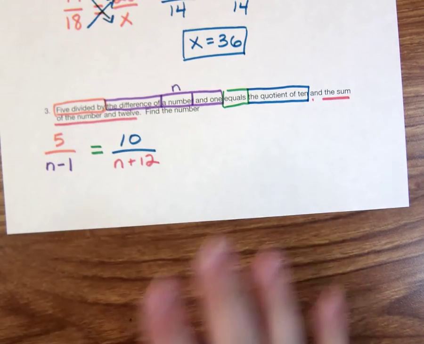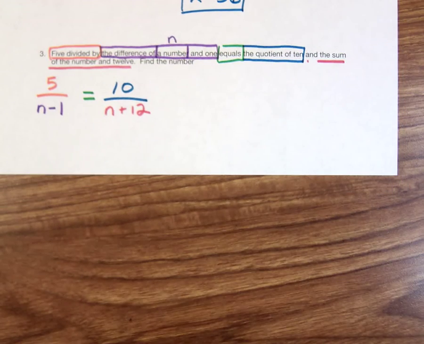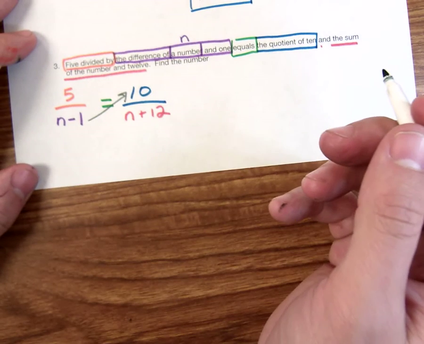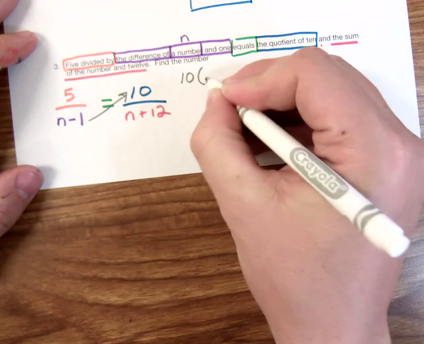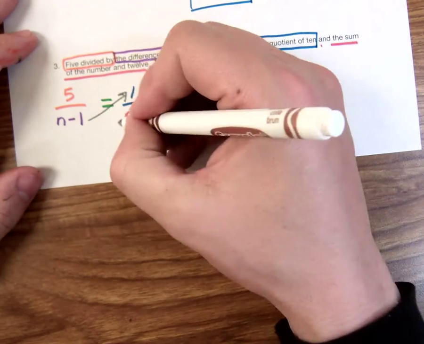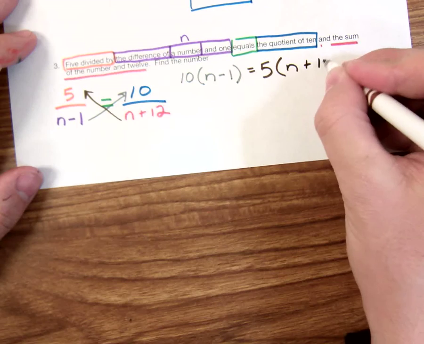Find the number. Okay, so when we did these problems just a little while ago, our strategy was to multiply by the lowest common denominator. The lowest common denominator here would be n minus 1 and n plus 12. But I want you to try to do this one using this new cross multiplication technique. So let's do n minus 1 multiplied by 10. You got to be careful that both the n and the minus 1 get multiplied by 10. So this will be 10 times n minus 1, equals this cross multiplication, 5 multiplied by n plus 12.